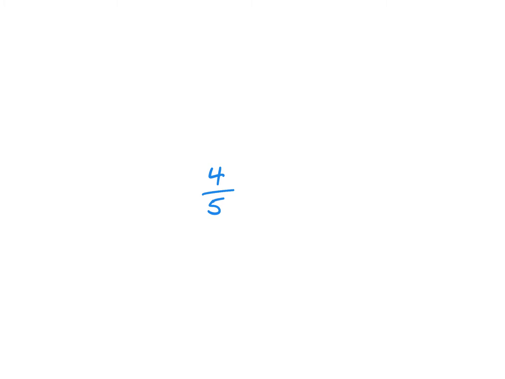Alright, well, the easiest thing for me to do is to just multiply it by 2. So I'm going to multiply the numerator by 2, and I'm also going to multiply the denominator by 2. So 4 multiplied by 2 gives me 8, and 5 multiplied by 2 is going to give me 10. So therefore, 8/10 is equivalent to 4/5.